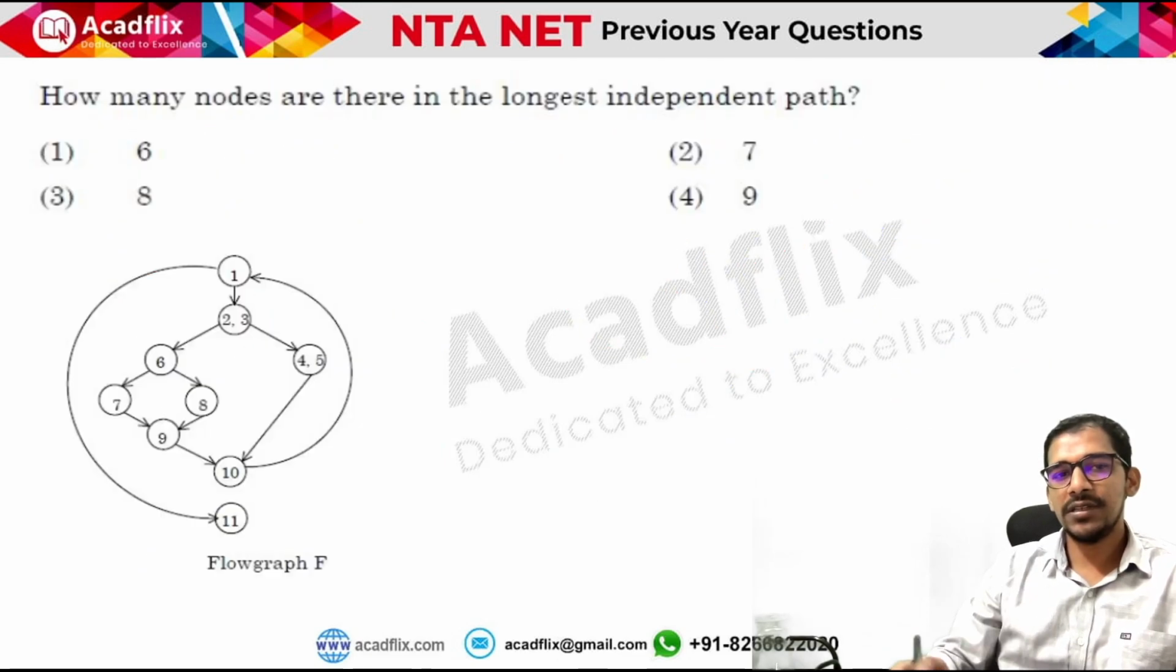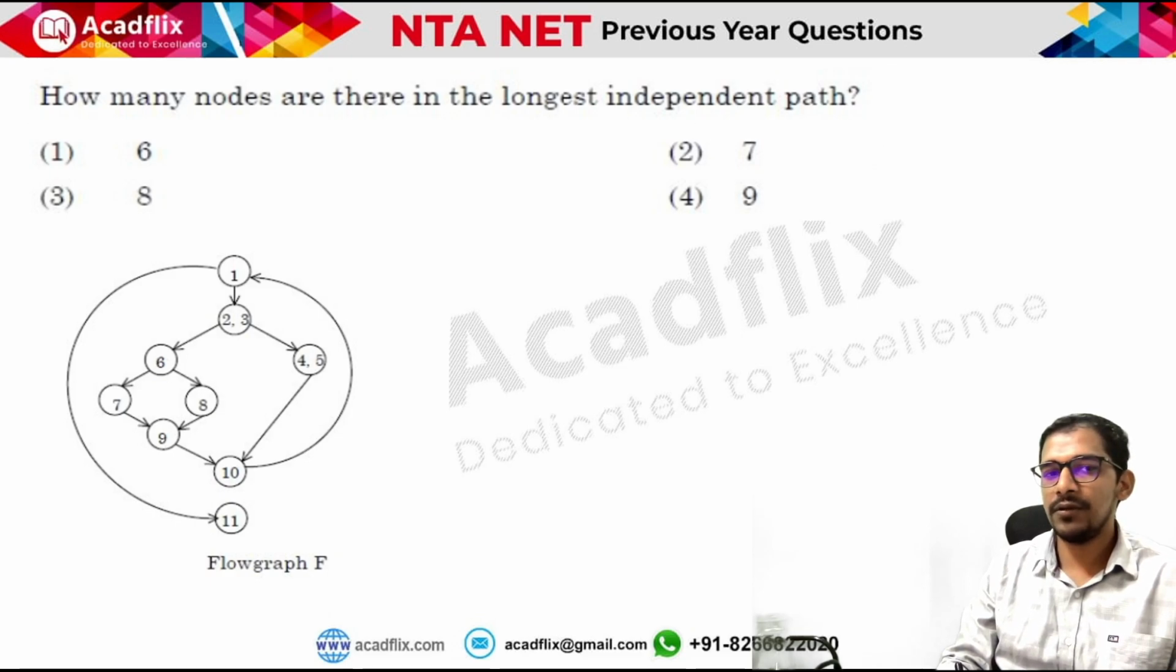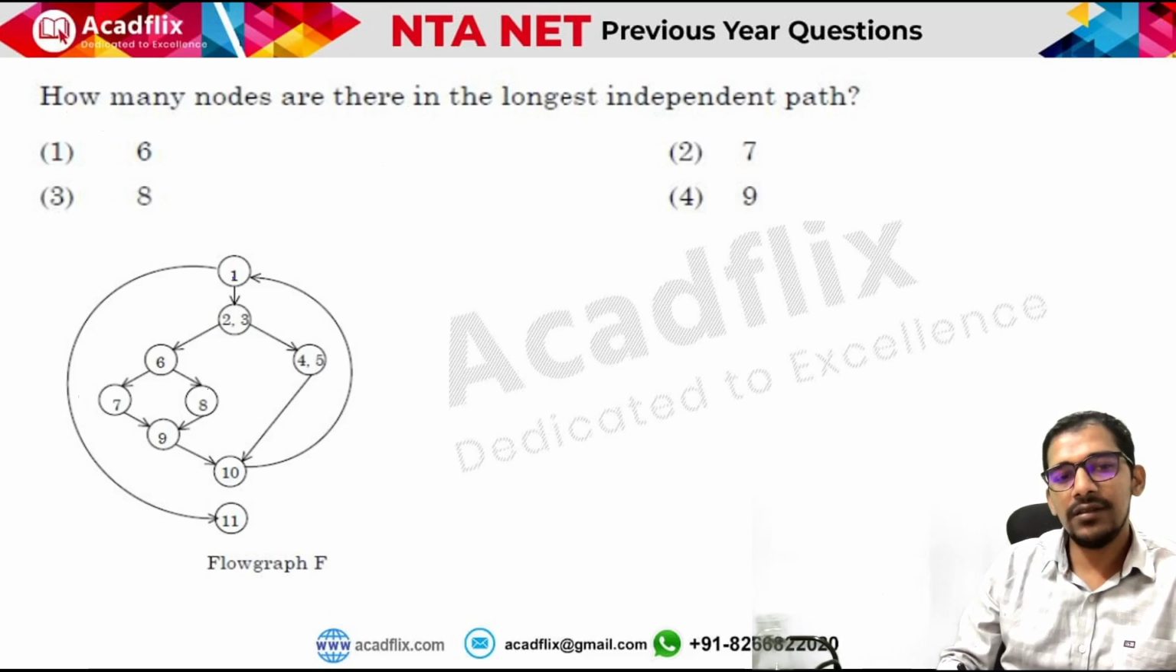Now let us see the next question in this series. They are asking how many nodes are there in the longest independent path. So the longest independent path is the one starting from any node and covering the maximum number of nodes on the way. So for example, if I start with 1 and I need to cover the maximum number of nodes on the way: 1, then 2 3, then 4, then 5, then again go to 1, that is 6, and then again from 1 to 11, that is 7. So we are getting 7 nodes in this path.